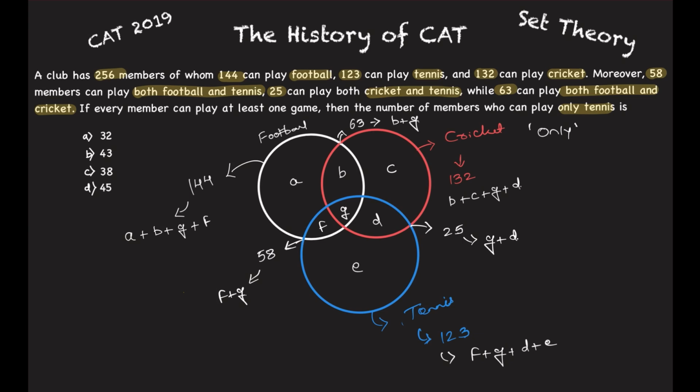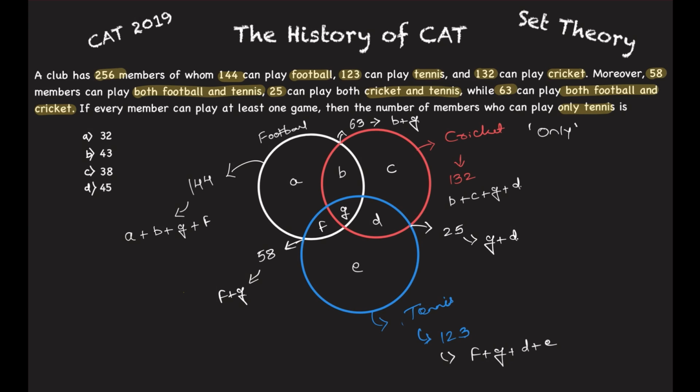They are not telling me only football and cricket, which would have been B. Football and cricket means playing at least 2 games, which means B. This also includes G as well, because he's saying football and cricket, and if tennis is also there, it is okay. He's not telling only football and cricket. He said football and cricket, which means if he plays any other game apart from these two, it is still okay. That's why I'm considering the G here as well.